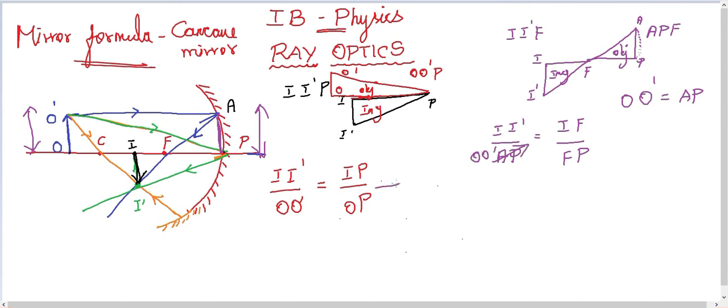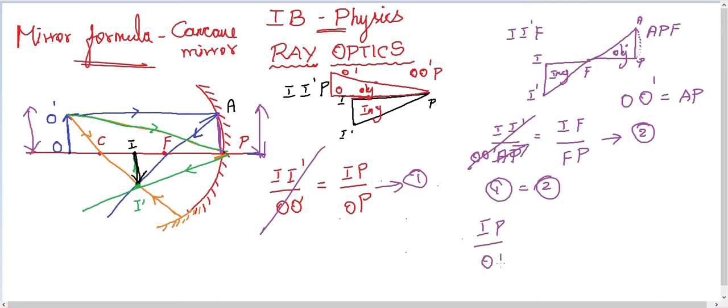Okay. So I'm considering this as equation number one and this as equation number two. So let me compare these two equations. When I compare these two equations, on equating them, what will happen? These two terms will be completely eliminated and the rest of the things will come here. IP divided by OP is equal to IF divided by PF, right? So this is the final equation here.